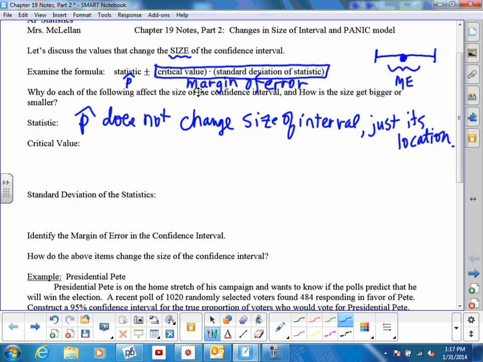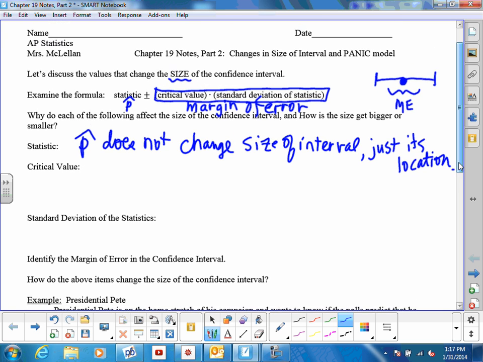Okay. All right, now let's talk critical value. Up here in our formula, here's the critical value. Okay. What did we learn yesterday that the critical value is derived from? Good. The z-score, and that z-score happens because of the normal model and how confident you want to be.